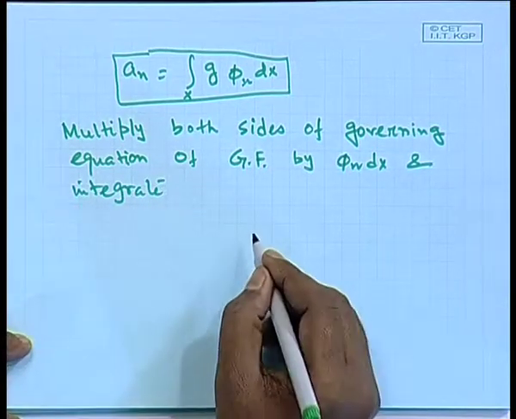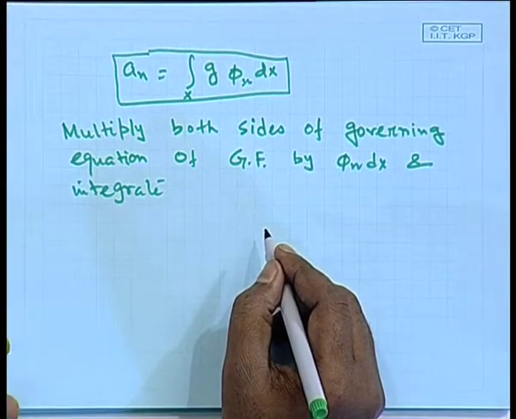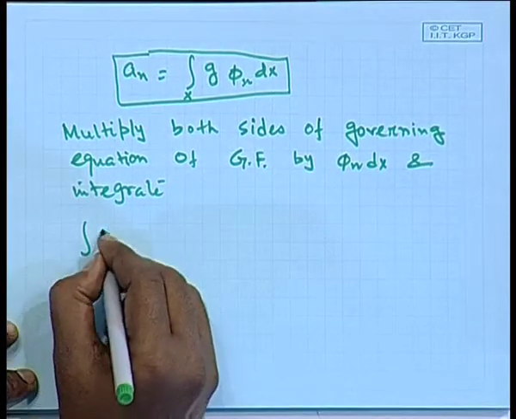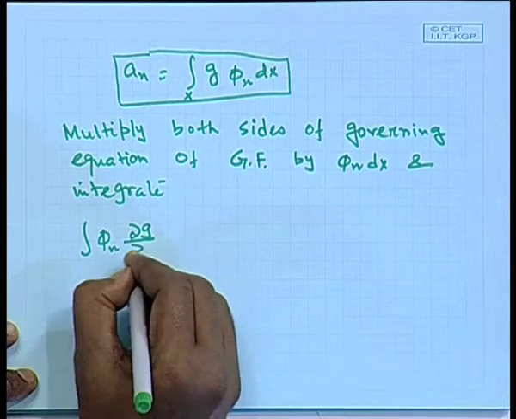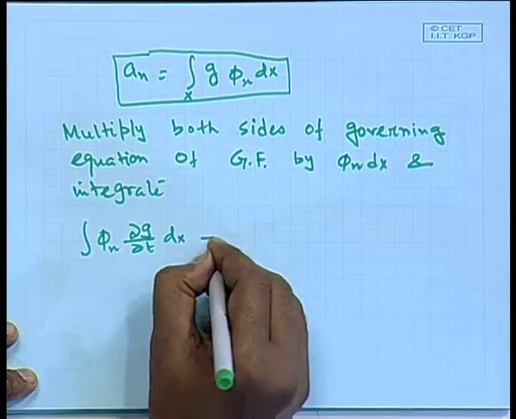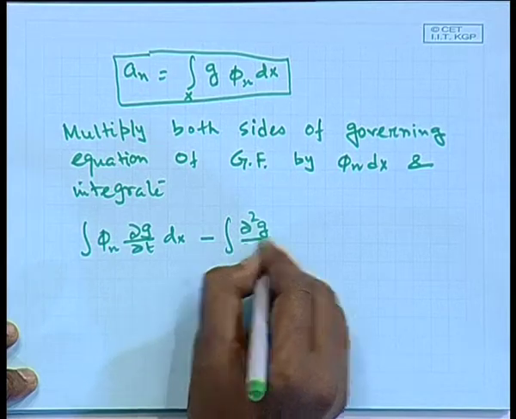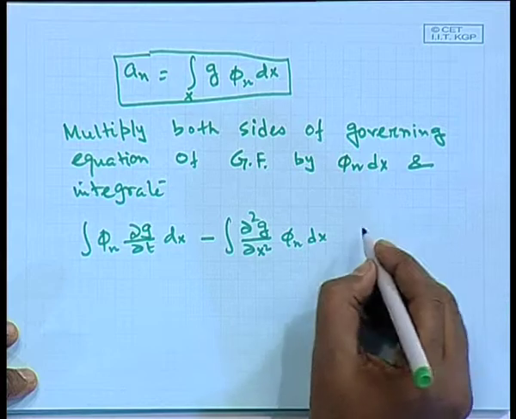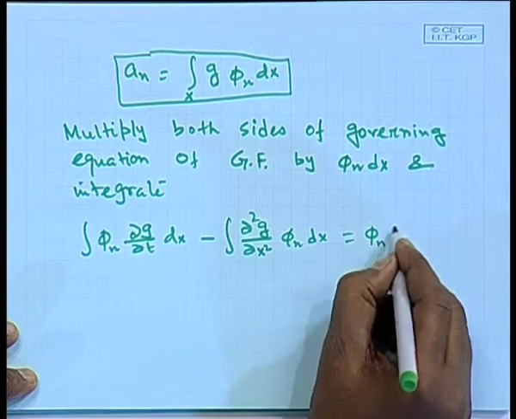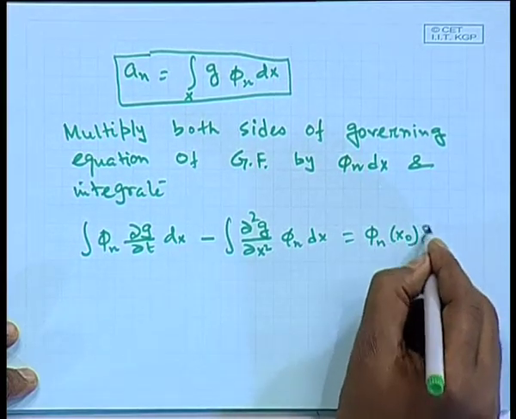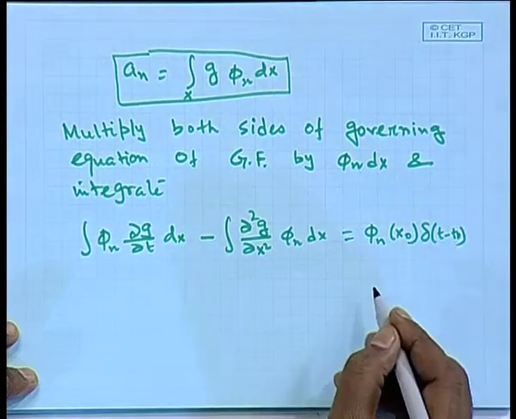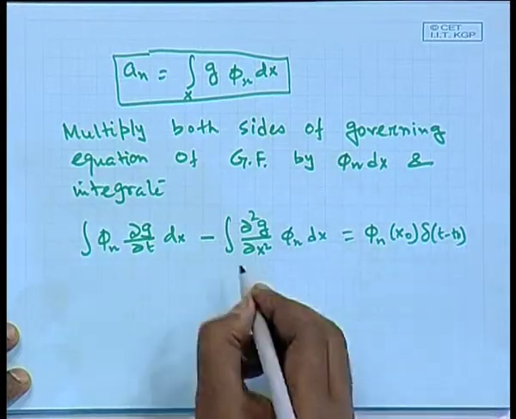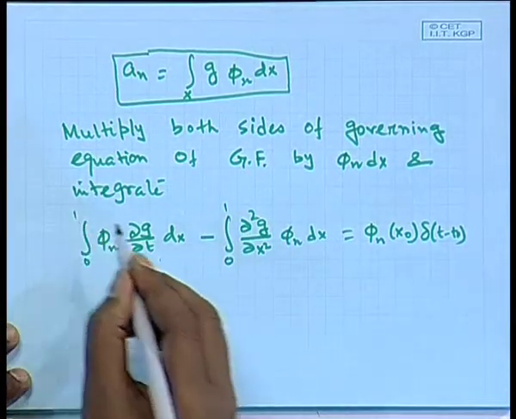And integrate which over what? Integrate over the domain of x from 0 to 1. So it will be phi n del g del t dx minus del square g del x square phi n dx is equal to phi n x naught delta t minus t naught. That is the shifting property of the Dirac delta function. So this is from 0 to 1, this from 0 to 1.